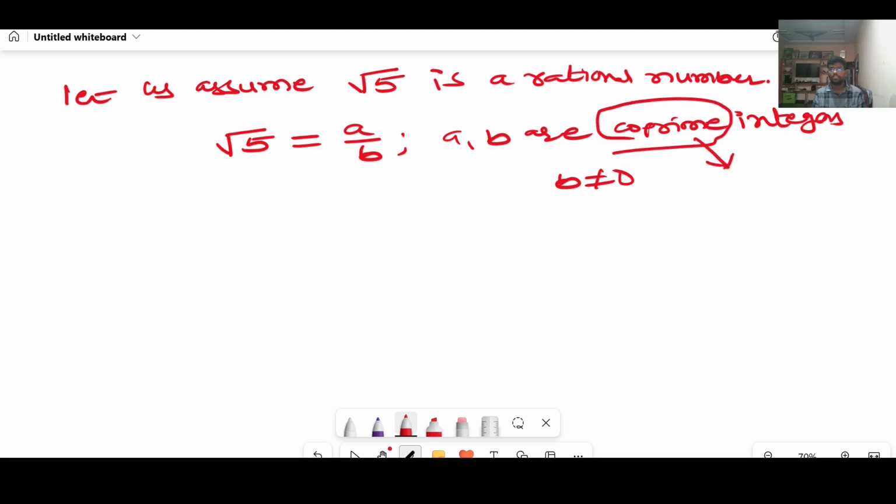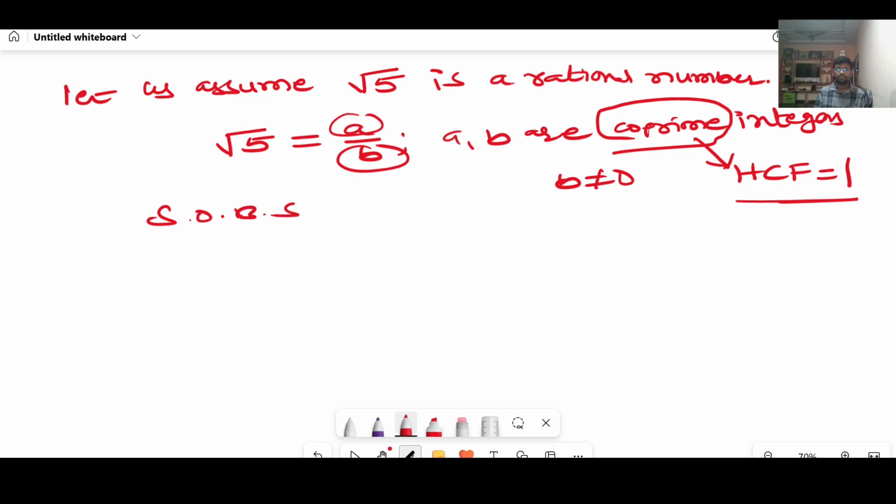Co-prime means HCF, highest common factor, should be equal to 1 for a and b. Remember that thing. We will do this question depending on this. Right, I will do squaring on both sides. I will get 5 equal to a square by b square. Now I will go with b square equal to a square by 5, transposing this denominator to this side, this 5 to this side.